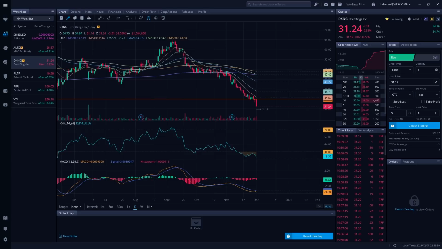There's a good chance that because of the tax loss harvesting that is happening right now, DKNG will continue to fall through the end of December and not start going back up until the beginning of January.